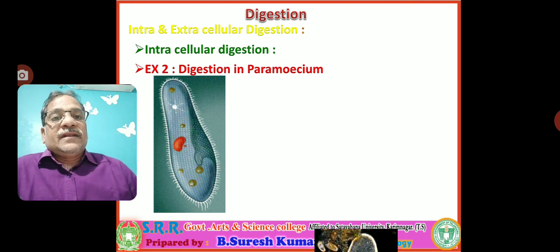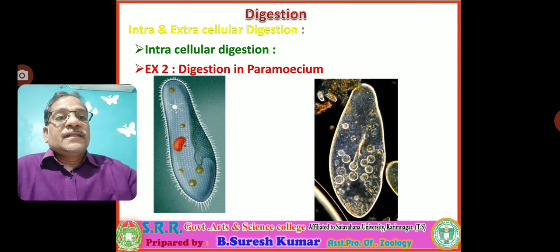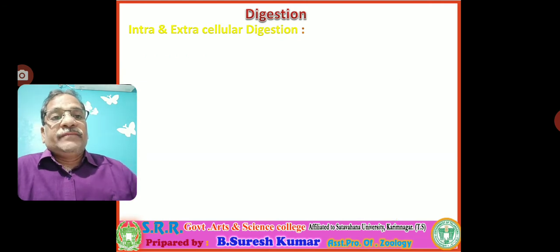And next, you observe this visual, the real image of the paramecium. In what pattern the food particles are taken in through the oral route, in what way the food vacuoles are rotating in the cytosol, and in what fashion they undergo digestion, you have to clearly observe in this visual. So it is the intracellular digestion in paramecium.